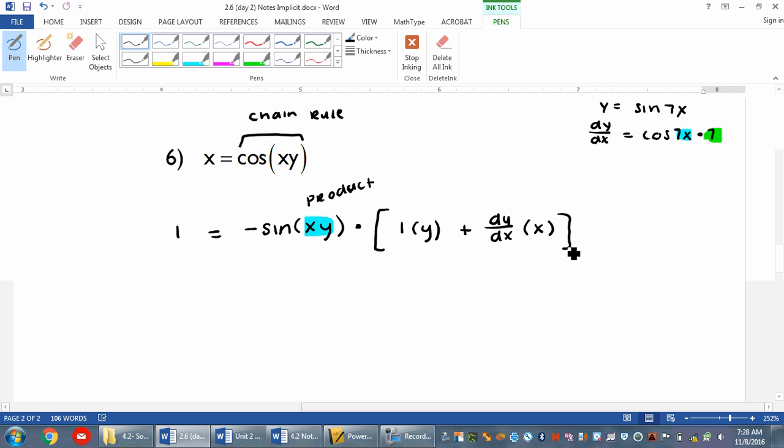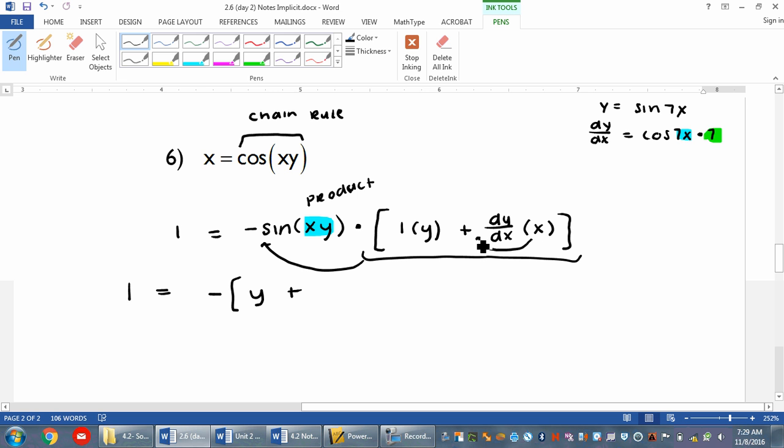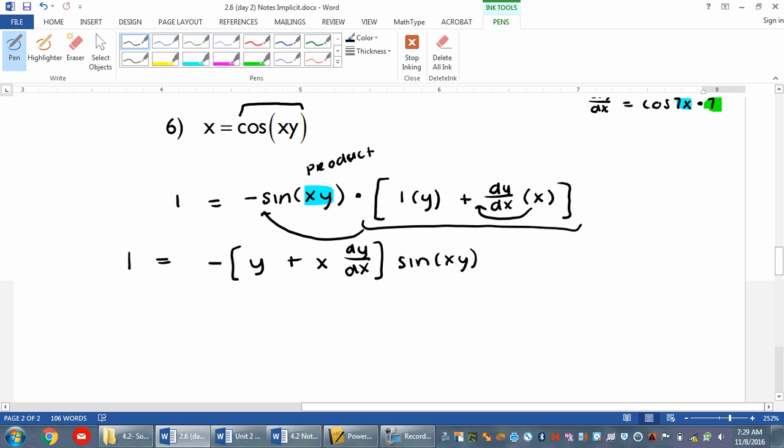All right, so let's rewrite this a little bit. All of this I'm going to put in front and multiply by a negative 1. I'll just do it in a couple of steps. So I have negative times 1 times y is y, plus, and move this x in front, so I have x dy over dx, times sine of xy. This looks a little bit messy, but just bear with me. What I'm going to do now is distribute that negative. Remember, when I distribute, the parentheses go away. So I have negative y minus x dy over dx, all times sine of xy.